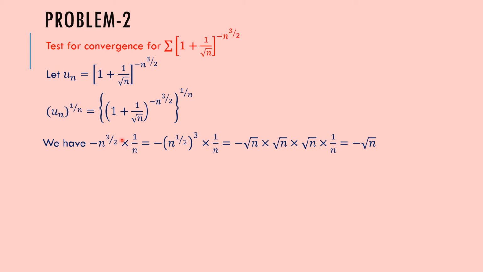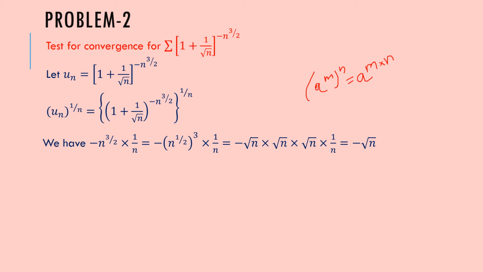Let me see what this is. The minus is taken out. n power 3 by 2, we can write as (n power 1 by 2) power 3. Here also again (a power m) power n, this property, (a power m) power n is taken as a power m into n. This property is used here.